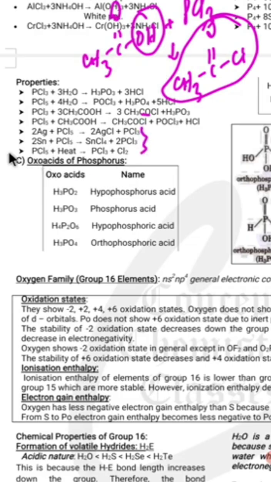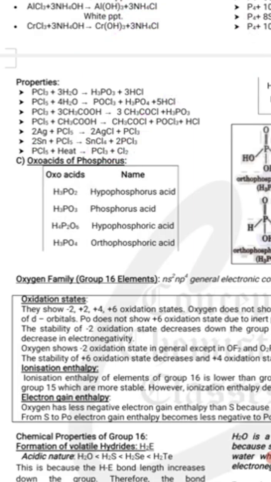And this is also an important reaction. The question can be like this: what happens when PCl5 is heated? So you can answer, when PCl5 is heated, it decomposes into PCl3 and chlorine. So you can write this reaction. Okay, now the last topic of this video and this nitrogen family is oxoacids of phosphorus.